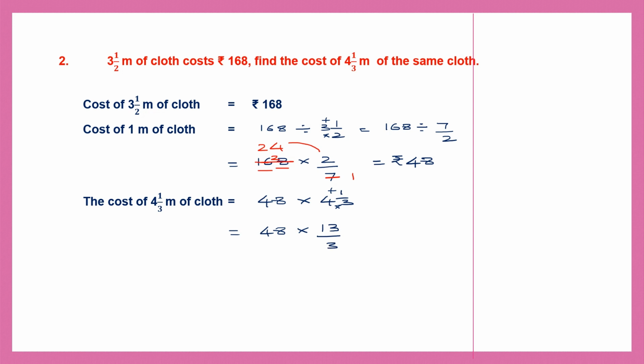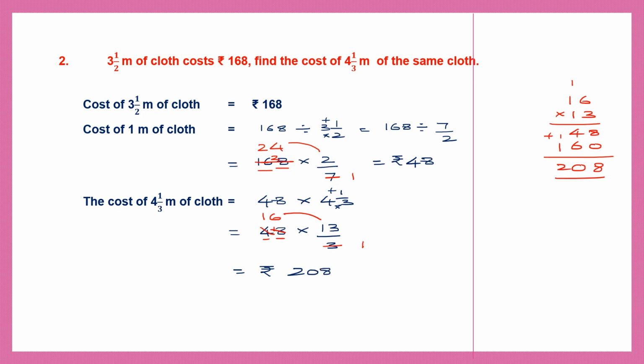13/3. We can cancel 3 and 48 by 3. 3 ones are 3. Now take 4. 3 ones are 3. There's 1 left. 18. So 3 sixes are 18. Now let's multiply 16 into 13. So 16 into 13. 3 sixes are 18, carry 1. 3 ones are 3 plus 1, 4. Now start with 0. 1 six is 6, 1 one is 1. Now let's add it up. 8. 4 plus 6 is 10, carry 1, 2. So what do we have here? The cost of 4 1/3 meters of cloth is rupees 208. So we have found the cost. It is 208 rupees.